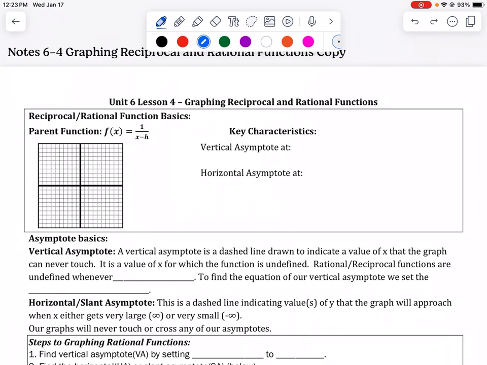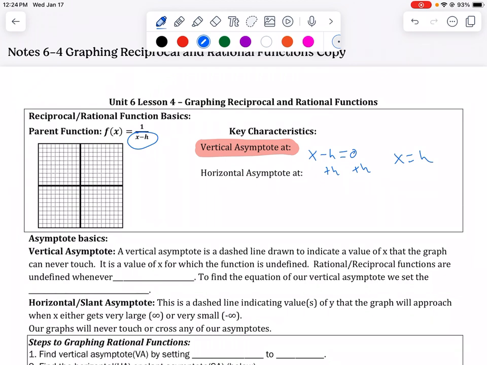Some of the key characteristics we're going to take a look at here are the vertical asymptote. An asymptote is a line that our function does not cross. It will continue to approach that line, but will never touch it. And that is pulled from our denominator. So in general, it's x minus h, and you set that equal to 0. h would be a number, and then you solve. Like if we add h to both sides, x equals h.